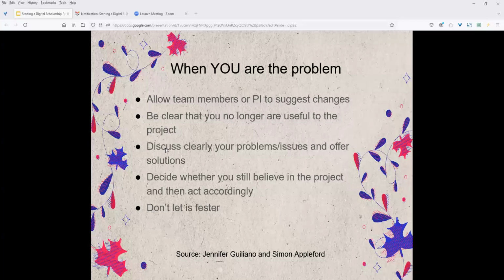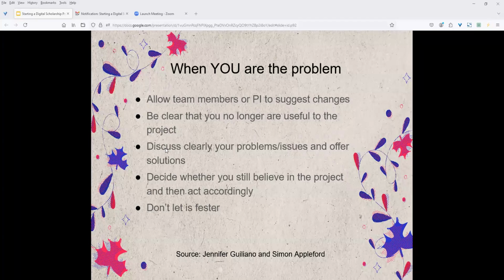Now, let's talk about the 800-pound gorilla in the room. And how about when you are the problem, that you're not helping out and the other team members are grumbling about you? What do you do? So you can allow team members or the PI to suggest changes. You can be clear that you no longer are useful to the project. You can discuss clearly your problems or issues and offer solutions if you want. You can decide whether you still believe in the project and then act accordingly.